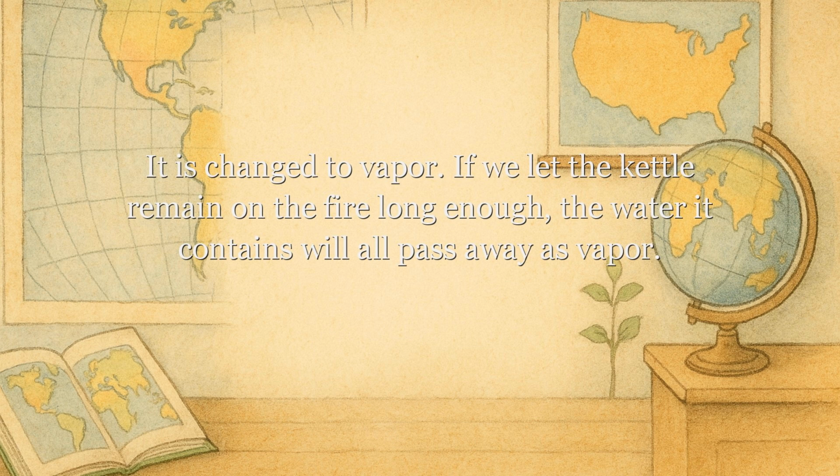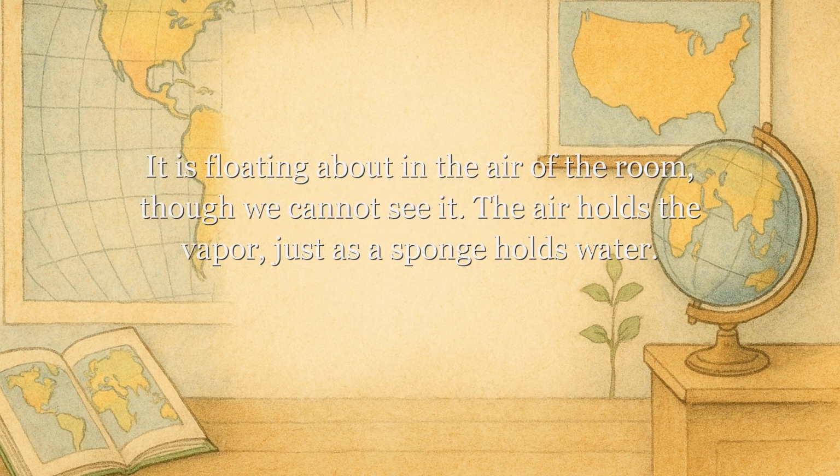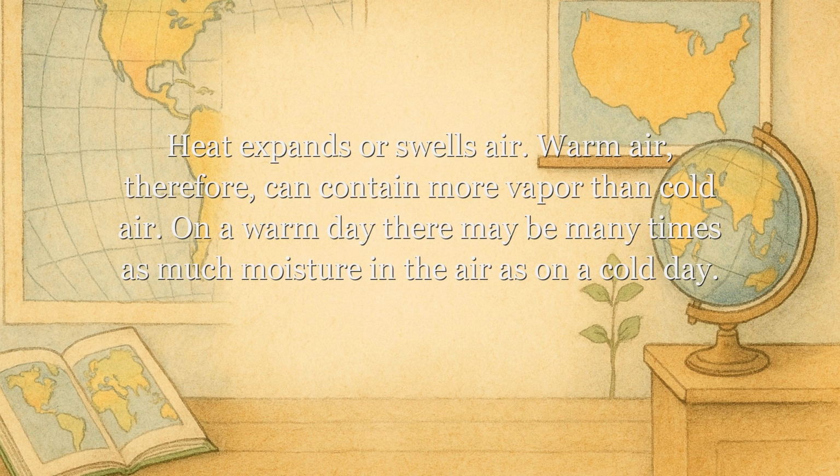If we let the kettle remain on the fire long enough, the water it contains will all pass away as vapor. Where does the vapor go? The water, though turned into vapor, must be somewhere. It is floating about in the air of the room, though we cannot see it. The air holds the vapor, just as a sponge holds water. Heat expands or swells air. Warm air, therefore, can contain more vapor than cold air. On a warm day, there may be many times as much moisture in the air as on a cold day.